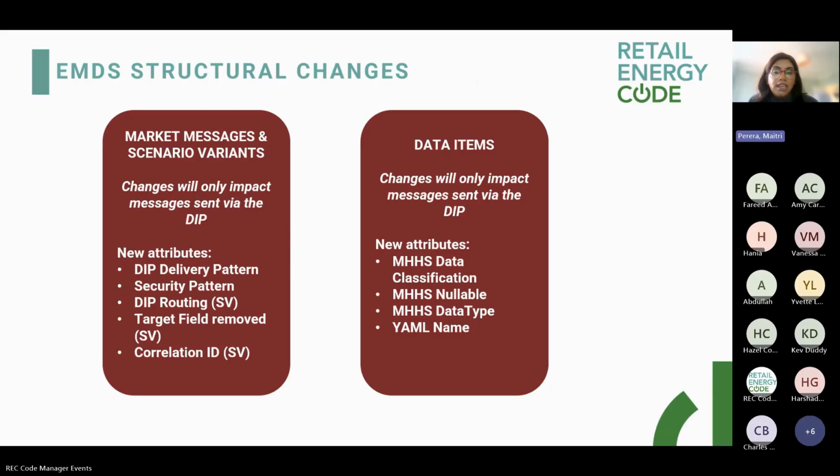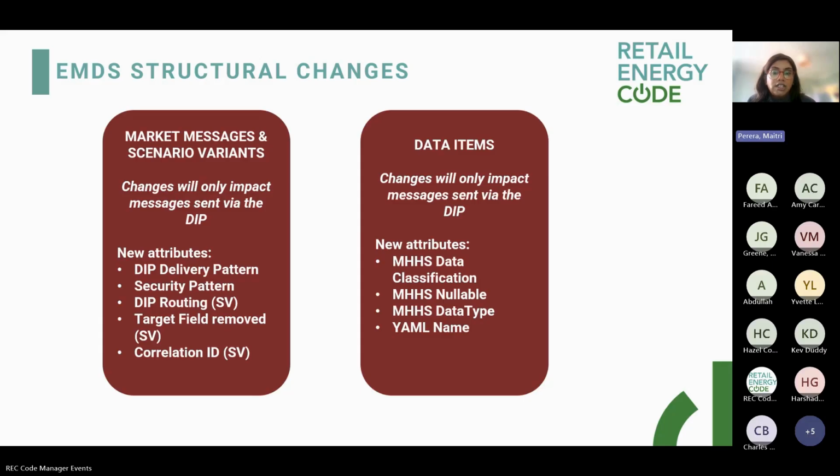So continuing with the EMDS and DTC for MHHS, let's look at the structural changes introduced in version 4.0. These changes only impact messages sent via the data integration platform, also known as DIP. So if we have a look on the left here, we have updates to market messages and scenario variants. New attributes include DIP delivery pattern, security pattern, DIP routing, removal of the target field, and the addition of correlation ID within scenario variants.